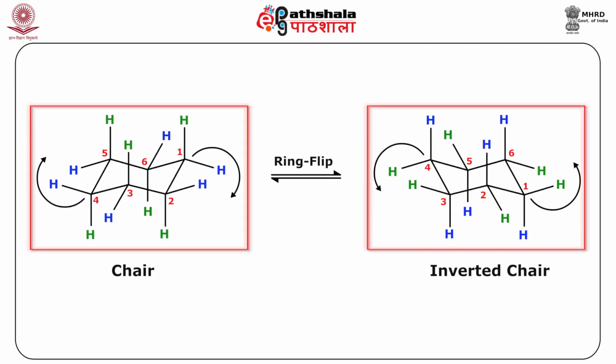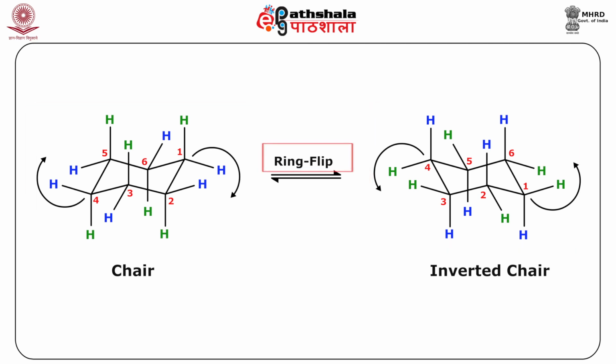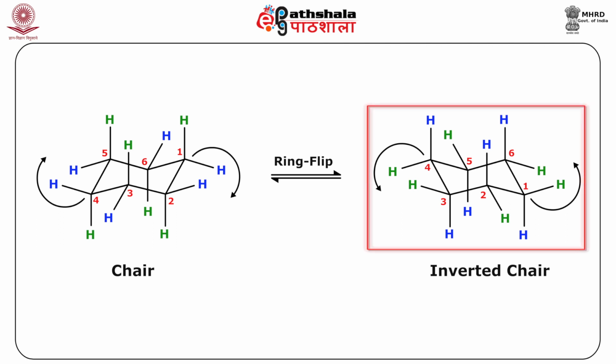Cyclohexane theoretically can exist in 2 different chair conformations, as shown in the figure, and the 2 forms can interconvert easily through ring flipping. This is shown in the figure, which shows that the one carbon atom which was earlier down has been flipped up, and the one which was up was flipped down, to give you another inverted chair conformation.